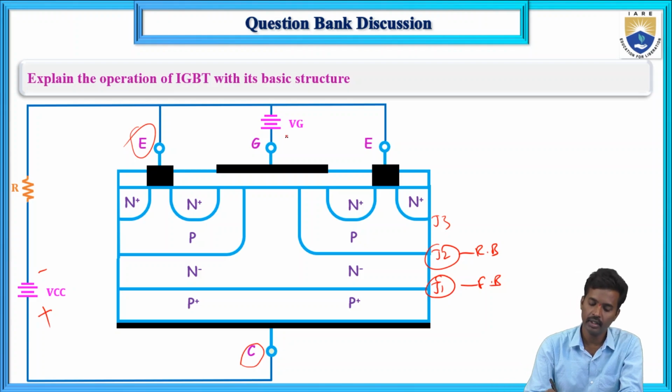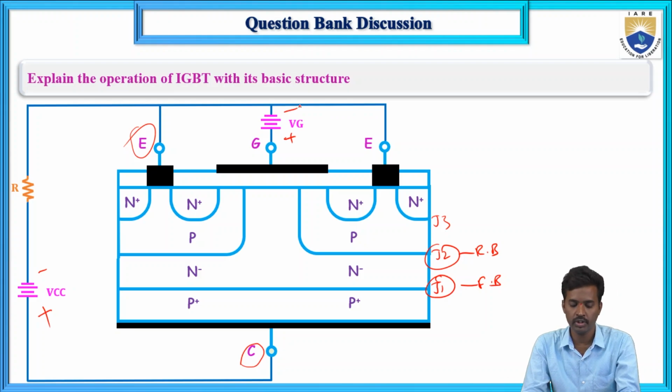So here again, this is positive and this is negative. Gate is positive with respect to emitter. So here the SiO2 layer acts as a capacitor. One junction is formed, one layer, one channel is induced here.